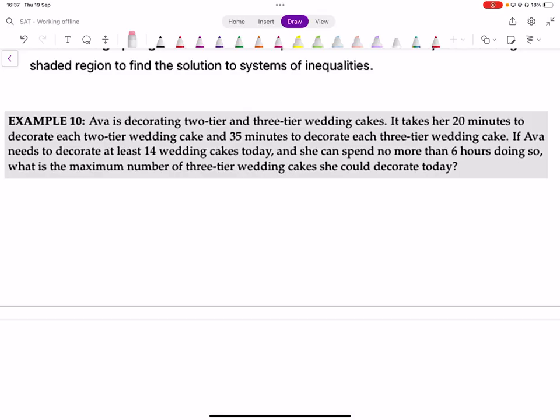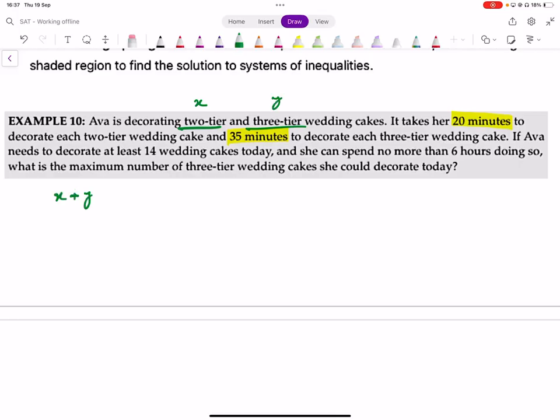So there are two types of cakes, 2-tier and 3-tier. It takes her 20 minutes to decorate the first type and 35 minutes to decorate the second type. She needs to decorate at least 14 wedding cakes today. Okay, now if we call 2-tier cakes X and number of 3-tier cakes Y, what's the total number?